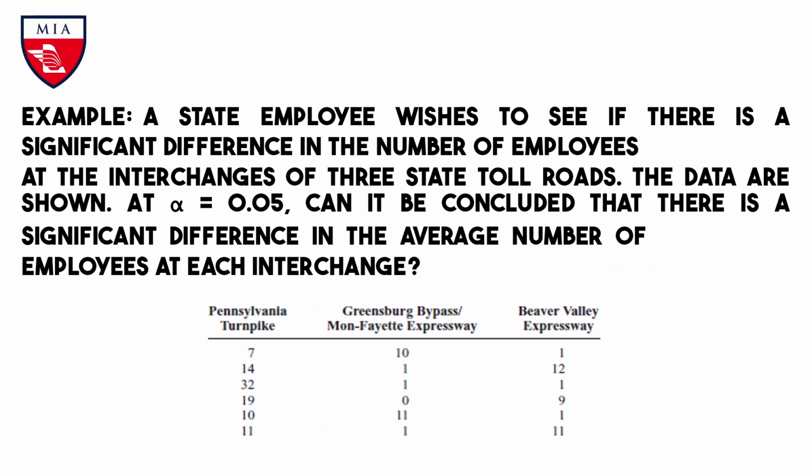So for example, a state employee wishes to see if there is a significant difference in the number of employees at the interchanges of 3 state toll roads. The data are shown, at alpha equal to 0.05. Can it be concluded that there is a significant difference in the average number of employees at each interchange? So we have this given data table. So we have n: 1, 2, 3, 4, 5, 6. So our small letter n is 6. And what is the total number of x or variables here? If we have 6 and we have 3 groups, our k is 3 because we have 3 groups: 1, 2, 3. And our big letter N, or the total number of samples, is 6 times 3, so our big letter N is 18. Okay?